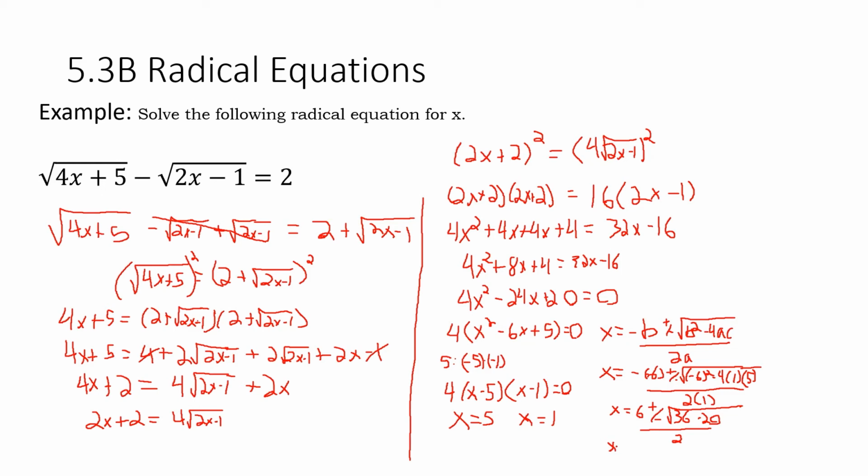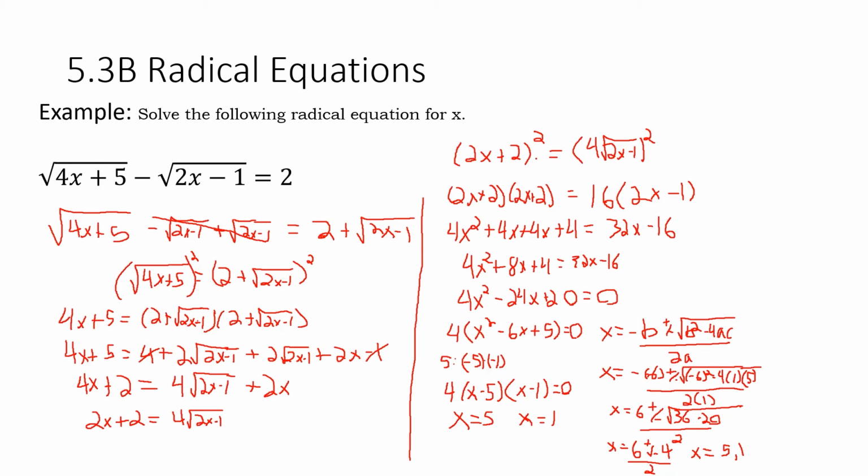So our x is equal to 6 plus minus, and then 36 minus 20 is 16. Square root of 16 is 4, all over 2. So our two values there, x is equal to 6 plus 4 is 10 divided by 2 is 5. 6 minus 4 is 2. 2 divided by 2 is 1. So it is confirmed here. So those are two possible solutions for x.